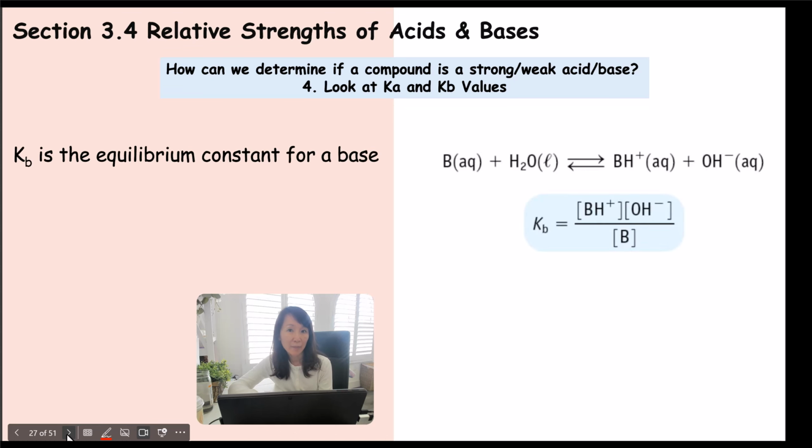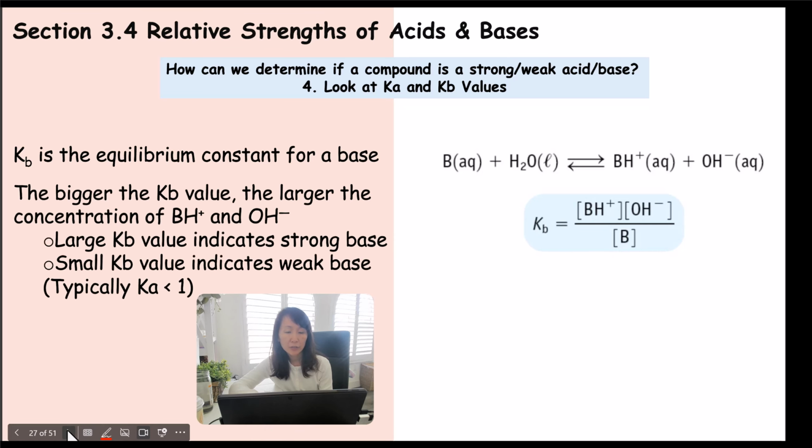Now let's look at Kb, since we've looked at Ka. Kb is the equilibrium constant for a base. So here I have a base, aqueous. It is submerged in water, H2O, and it has the ability to accept the hydrogen from the water. So it's accepting the hydrogen, and the water becomes hydroxide. So you see the Kb setup has the product over the reactant. So we have the reactant here.